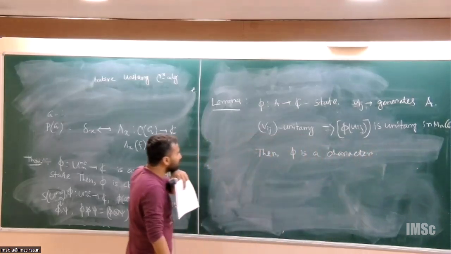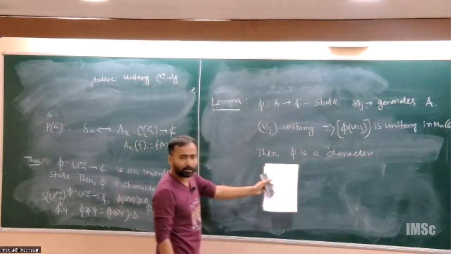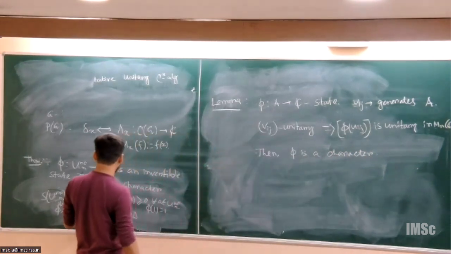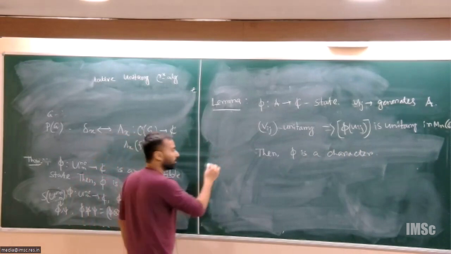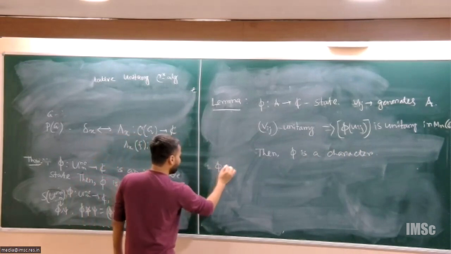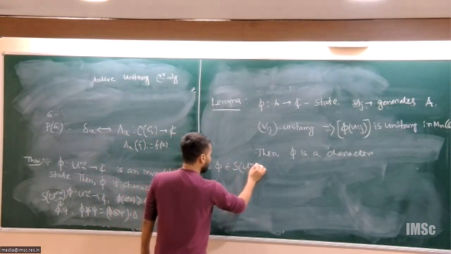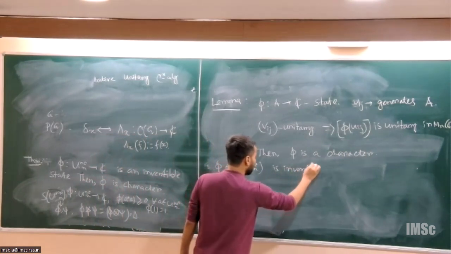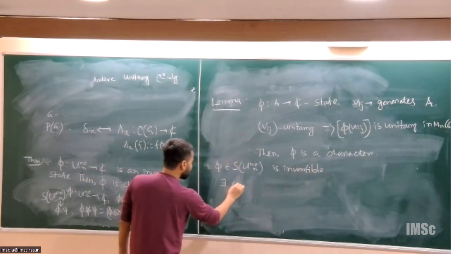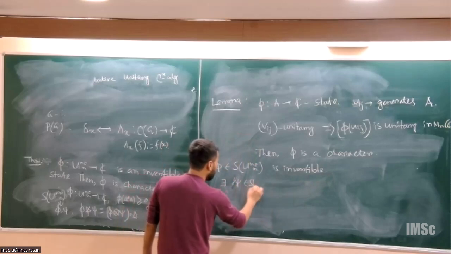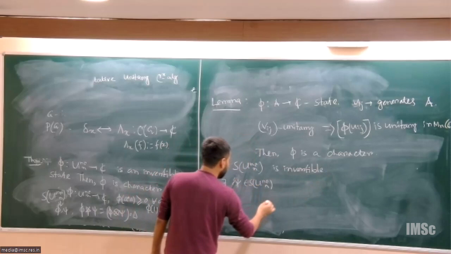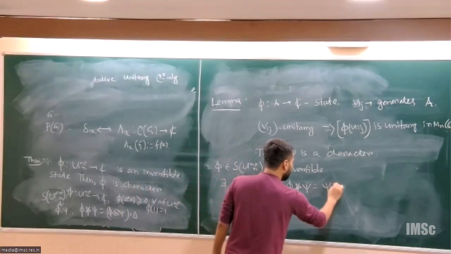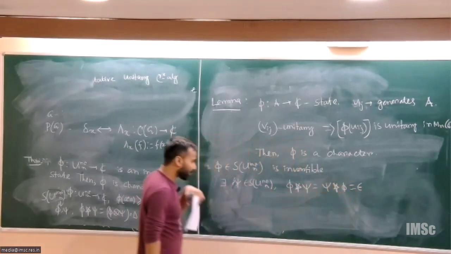Okay, this result we have used. So one can see that from a linear map we have a star morphism, actually because of this condition. Using this result we are going to prove that any invertible element is a character. So for that, as phi belongs to S of U_n(C) and is invertible, then there exists psi in S of U_n(C) such that phi star psi and psi star phi is epsilon, that is the character.